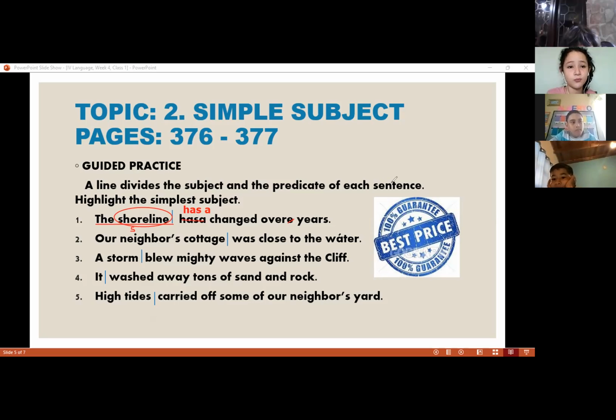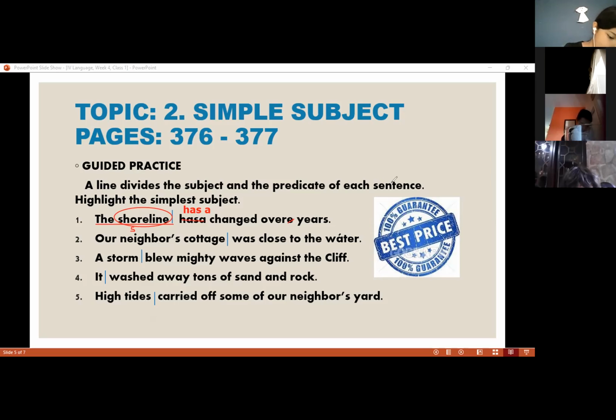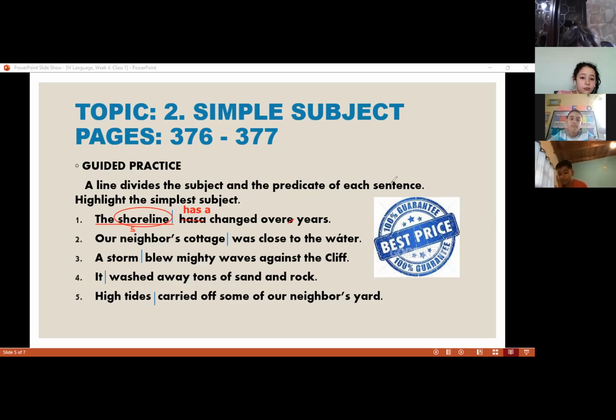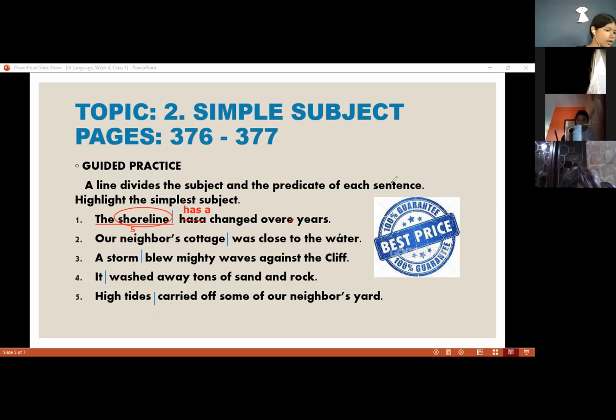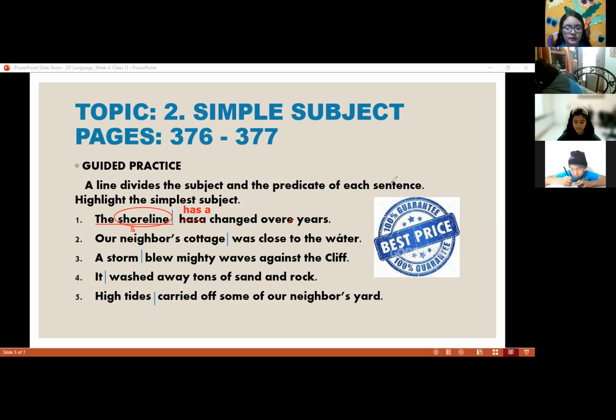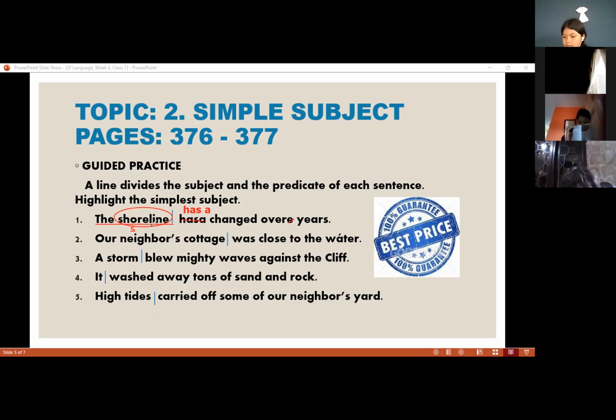Yes, but were you asking what is shoreline, or were you telling me that it was the answer of the simple subject? Okay, you were saying that it was a simple subject. So why shoreline, class? Because it says that the shoreline has changed over the years. Shoreline is the most important word in the subject. The shoreline is the complete subject. We know that these two words are the subject. But just this word, shoreline, is the most important word in the subject. So just shoreline is the simple subject.